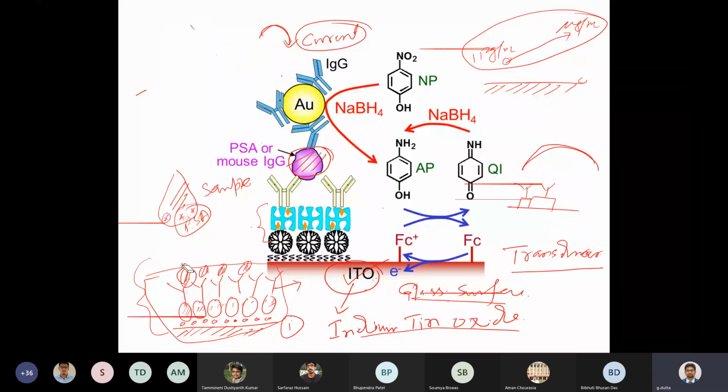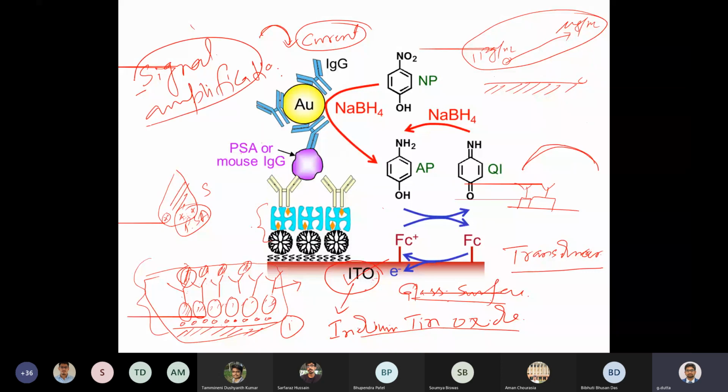Okay. So these things I will drop. Then your target is already on your surface now, prostate-specific antigen. Now, as I said, we need some signal amplification. Why do we need signal amplification? To get a higher signal to background ratio.